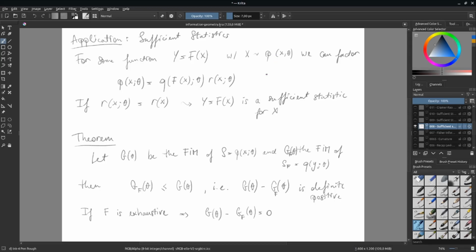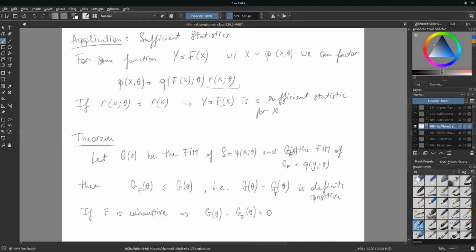assuming that x has the distribution p(x, theta), we can always factor p(x, theta) as a distribution q of f of x that depends on theta, and then times some kind of remainder r(x, theta). And if it happens that this r function does not actually depend on the parameters, it only depends on x, then we say that f of x is what is called a sufficient statistic for x, and that means that if we want to estimate our parameters, really f of x is all we need. We don't need the rest.